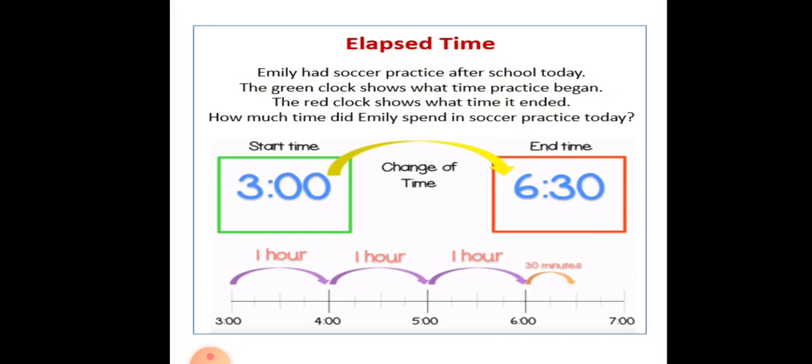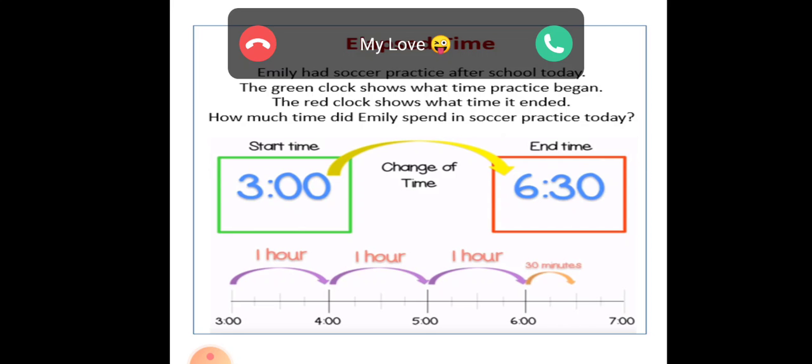Elapsed time. For example, there is an example given in front of you. Emily plays soccer practice after school. The green clock shows the time practice begins and the red clock shows the time it ended. So the starting time is 3 p.m. and the ending time is 6:30. How much is the time change? Like 3 p.m. to 4 p.m. we get 1 hour, 4 to 5 it's 1 more hour, 5 to 6 it's 1 more hour, and half an hour more. So it becomes 3 hours 30 minutes. She is playing soccer.